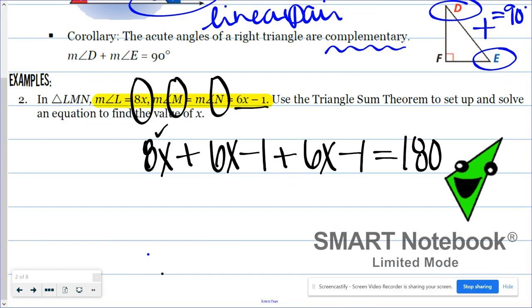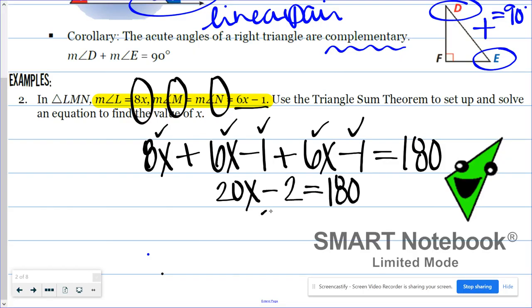So when I combine like terms, 8x, 6x, and 6x, I get 20x. -1 and -1 gives me -2. And then I just go about solving this equation for x. And I end up with x is equal to 9.1.